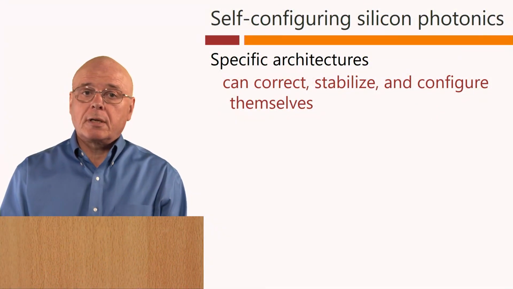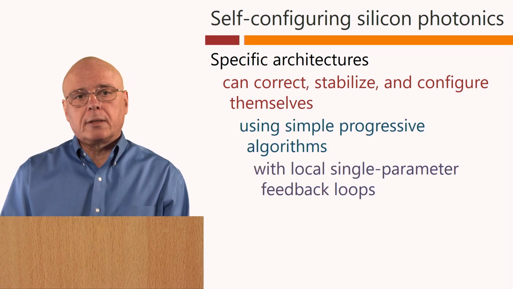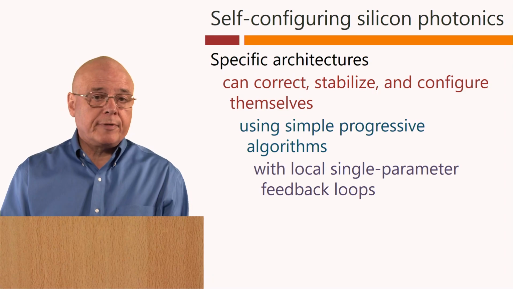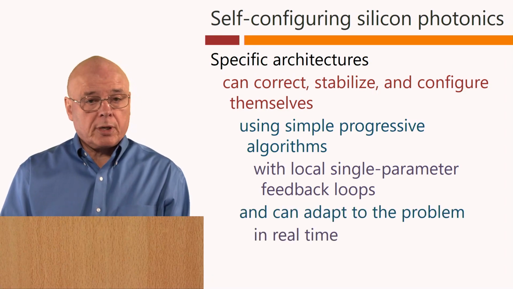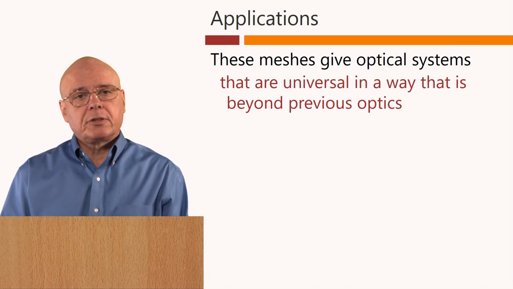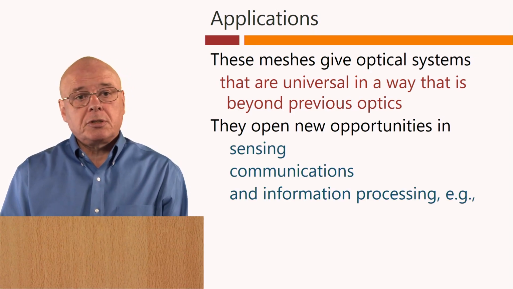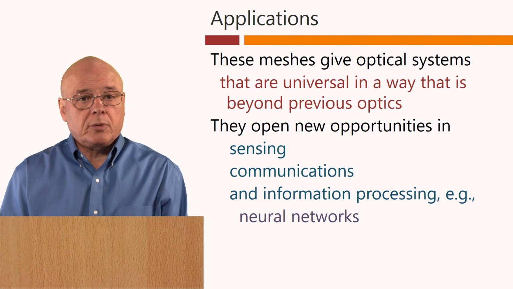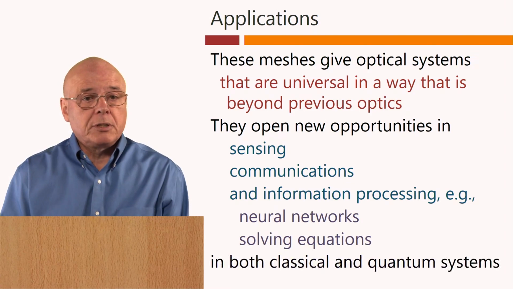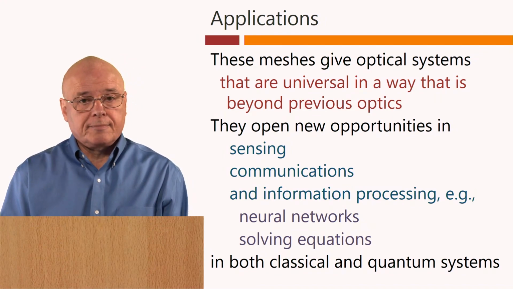Specific architectures can correct, stabilize, and configure themselves using simple, progressive algorithms with local single-parameter feedback loops, and they can adapt to the problem in real time. Meshes like these have various applications. They give optical systems that are universal in a way that is quite beyond previous optics. They open new opportunities in sensing, in communications, and in information processing. For example, neural networks, solving equations, and this is true for both classical and quantum systems.